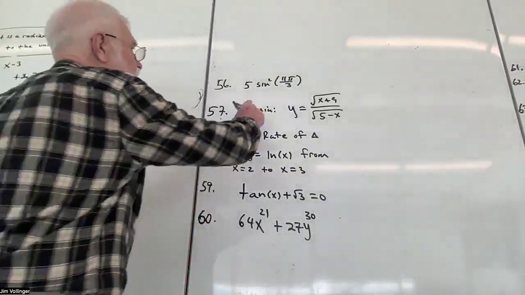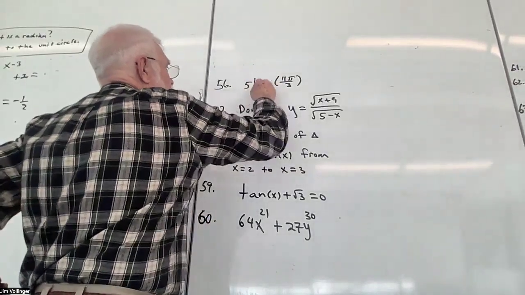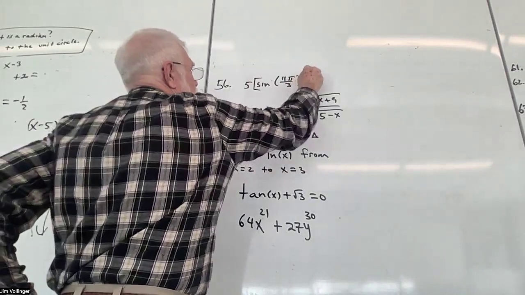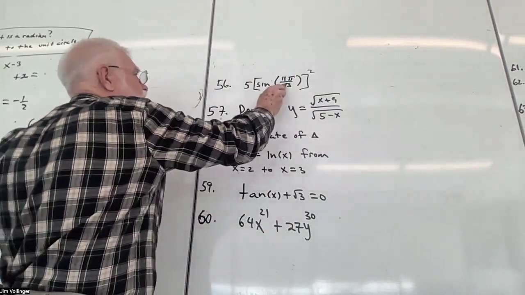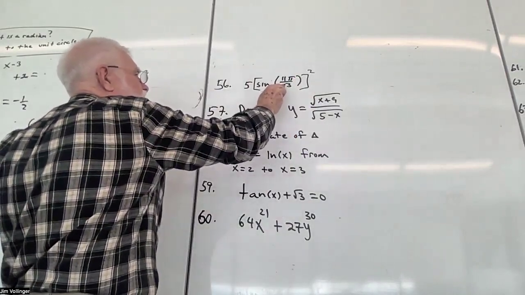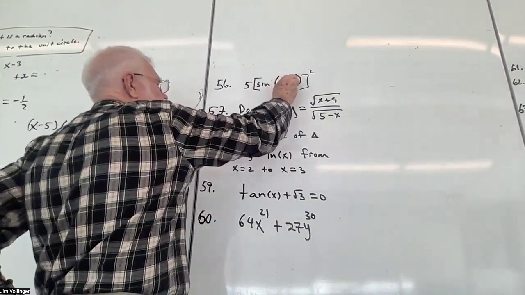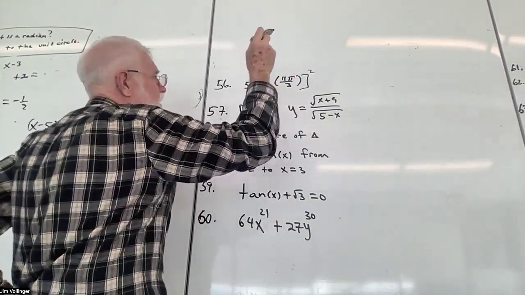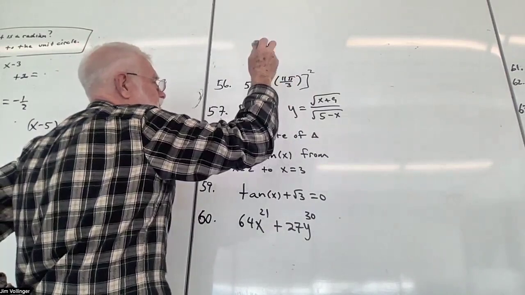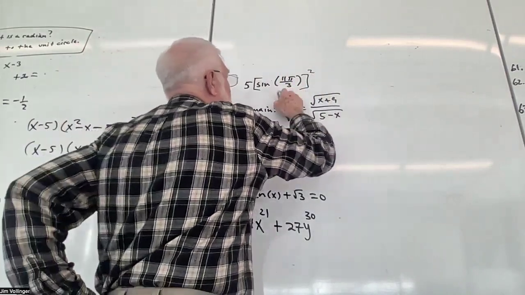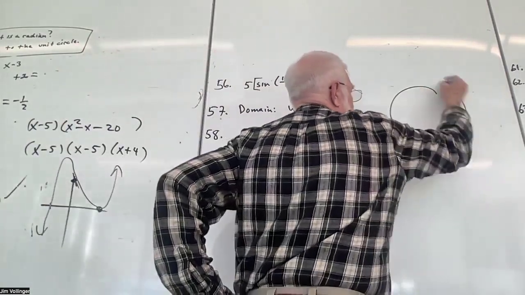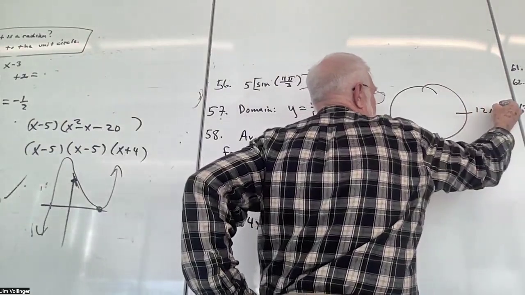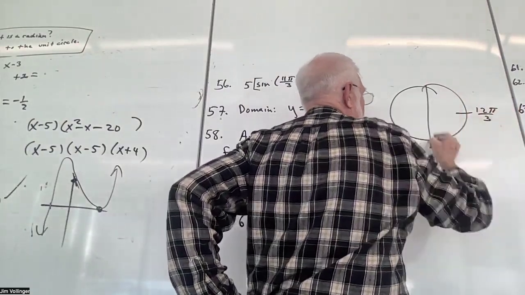In previous videos, we said this is the same thing as this. Okay, so the sine of 11 pi over 3 should be minus root 3 over 2, squared is root 3 over 4, times 5 is 5 root 3. Well, I lost track of my train of thought. So 11 pi over 3 is close to 12 pi over 3. Okay, so we're one less.